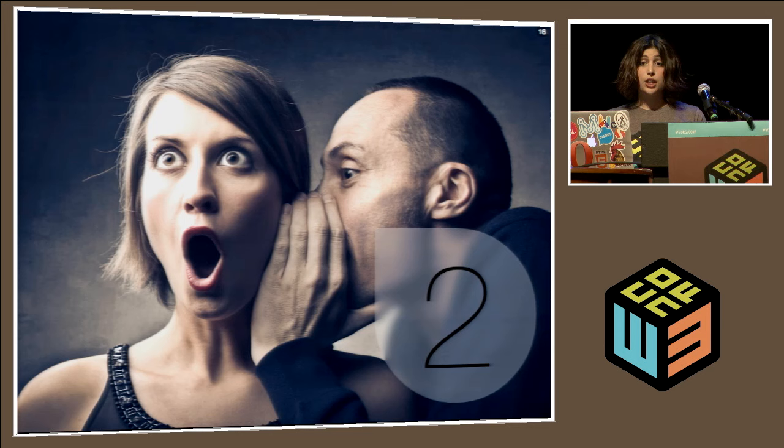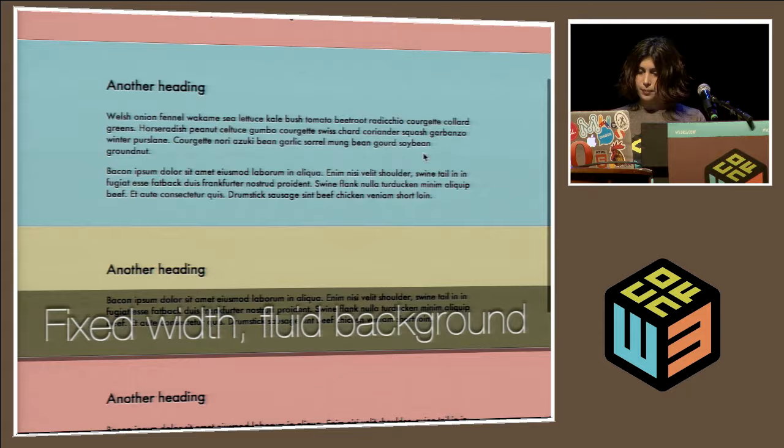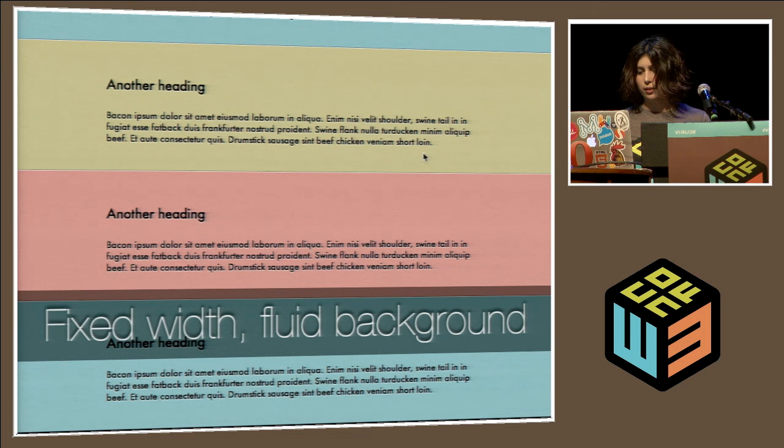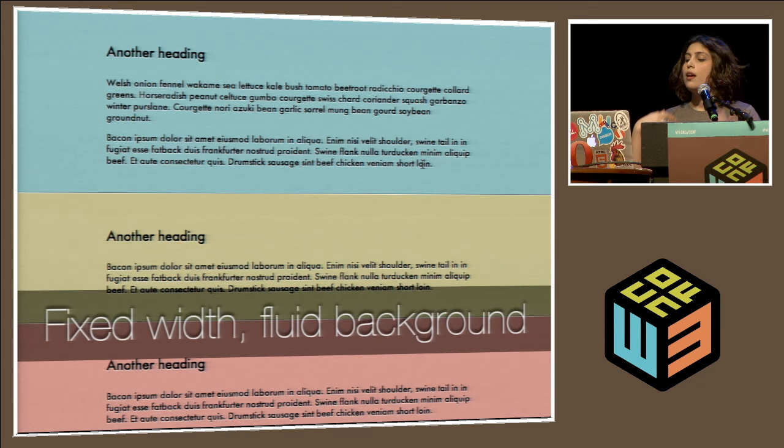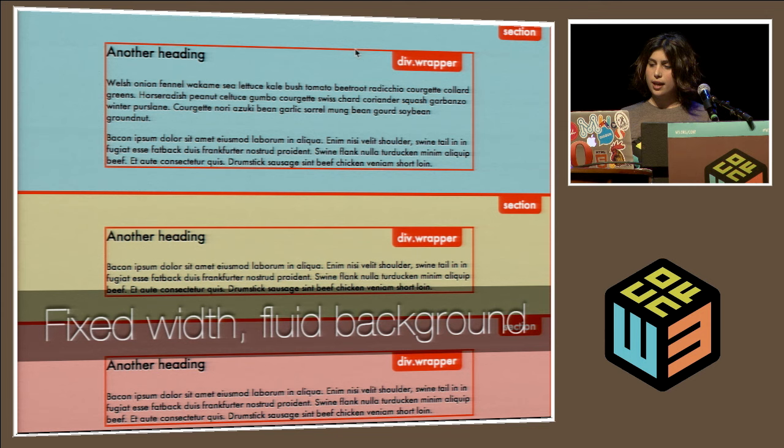So let's go to the second one. I'm sure you've seen this effect many times in websites. It became quite fashionable like 1 or 2 years ago, maybe longer, where you have fixed-width content but fluid-width background. So the background occupies the entire width of the viewport, but the content always stays at a fixed width. And usually, this is implemented in this way. You need a wrapper element for the background and another one for the content. And the code usually looks something like this.